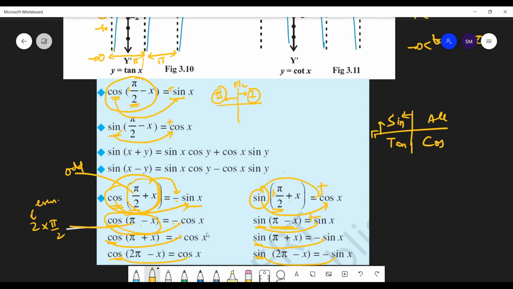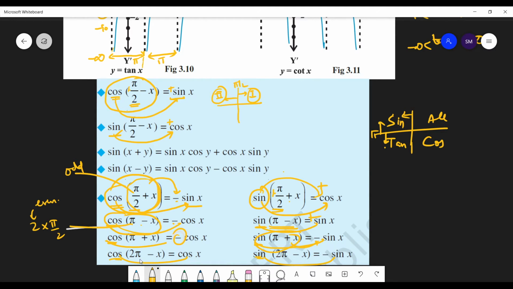Now pi plus x. This is pi, now plus x. Which quadrant have you reached? Third quadrant. In the third quadrant cos is negative. Sine and cos both are negative, only tan is positive. So that is why we have negative over here. The value of sine in the third quadrant is also negative.